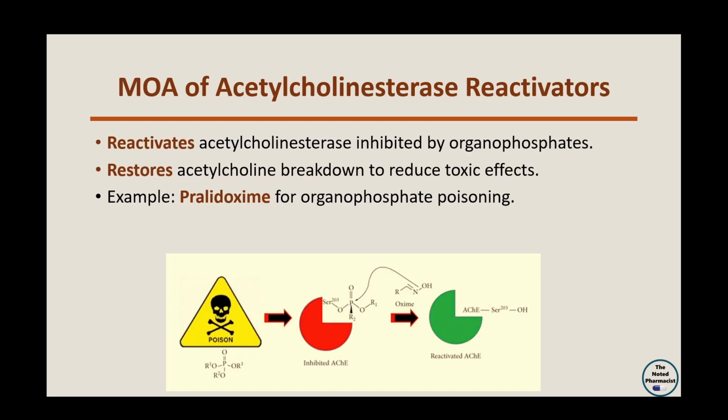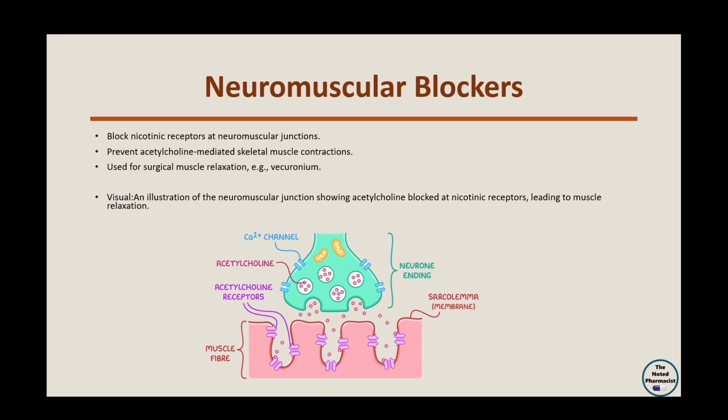Non-depolarizing neuromuscular blockers, such as atracurium and vecuronium, antagonize nicotinic receptors at the neuromuscular junction. By preventing acetylcholine from activating these receptors, they block muscle contraction, resulting in skeletal muscle relaxation. These agents are commonly used during surgeries and mechanical ventilation.